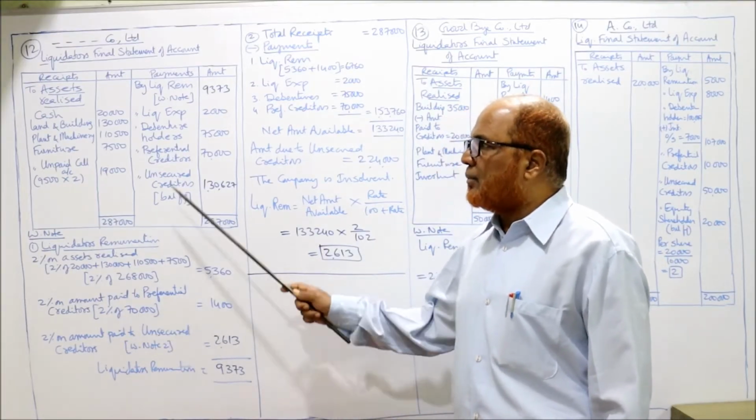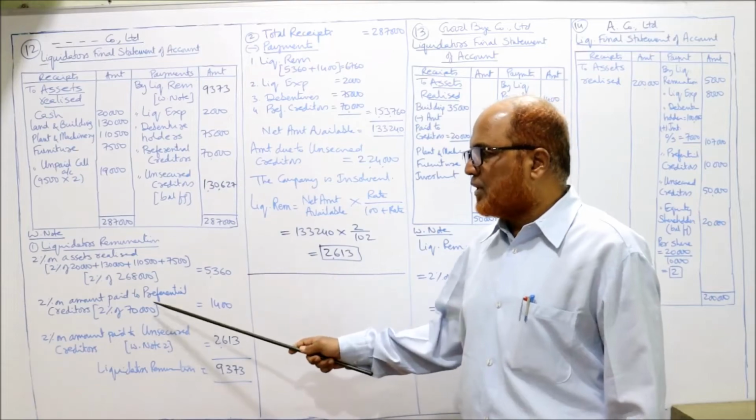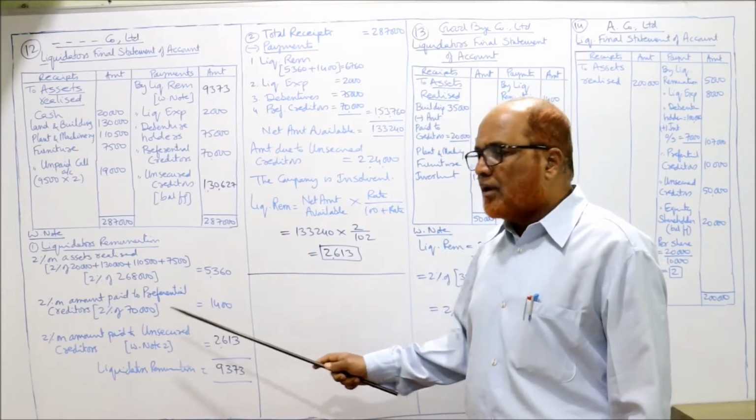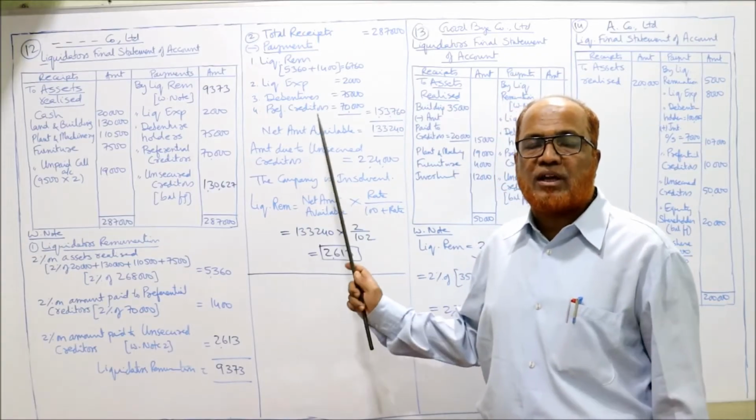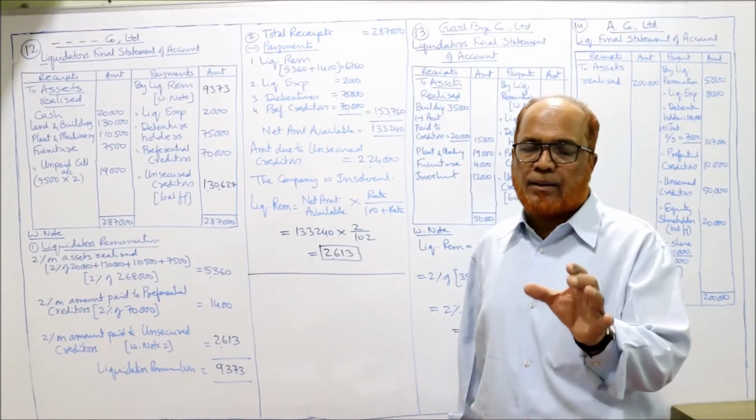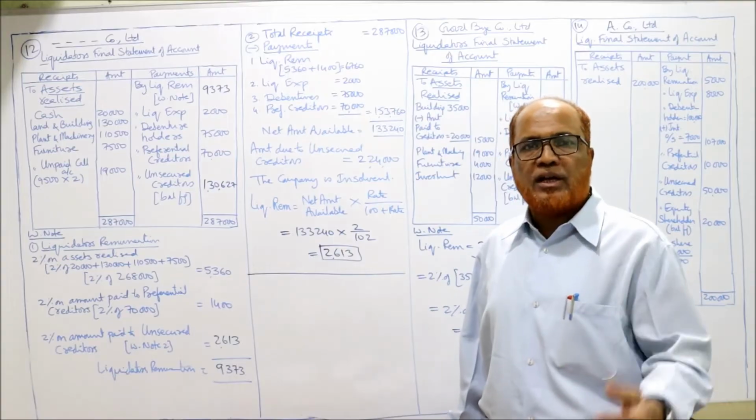2% on 70,000. Amount paid to preferential creditors 70,000. So 70,000, 2%, 1,400. Now 2% on amount paid to unsecured creditor. This we have to find out in working note number 2, seeing whether the company is solvent or insolvent.